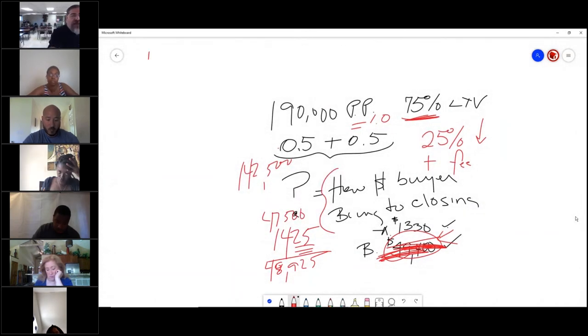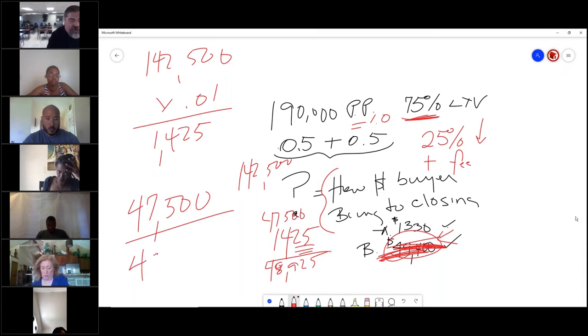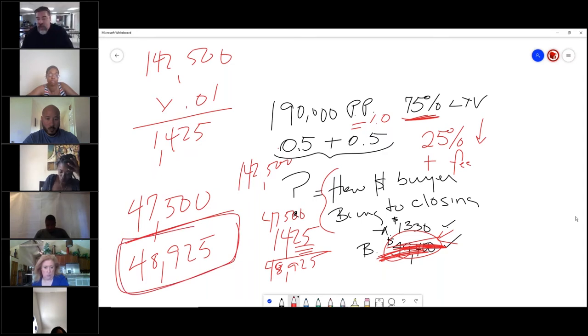So the loan amount's 142.5 times the 0.01 is 1,425 in fees. And then the 25% down I asked you that they have to bring is the 47.5. So when you add those together, you get 48,925. That would be the answer on what the buyer needs to bring, which is what I actually asked. Not how much were the fees on this loan. I actually asked how much the buyers need to bring.